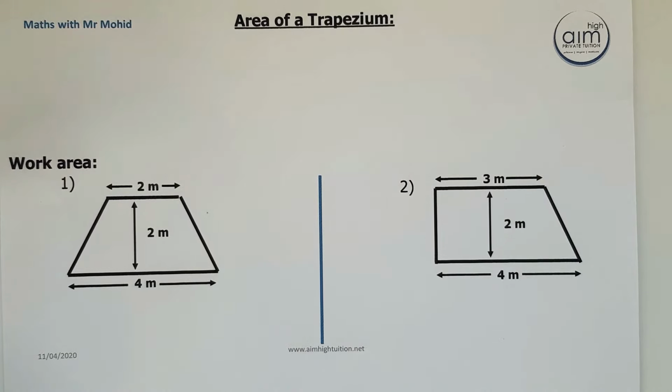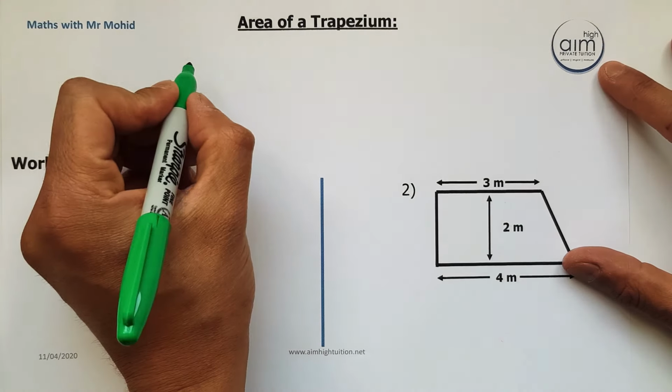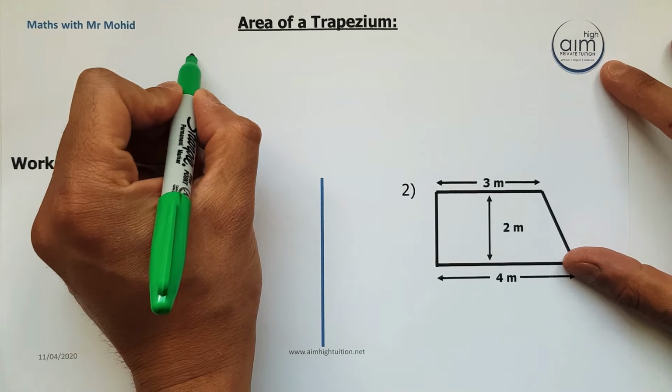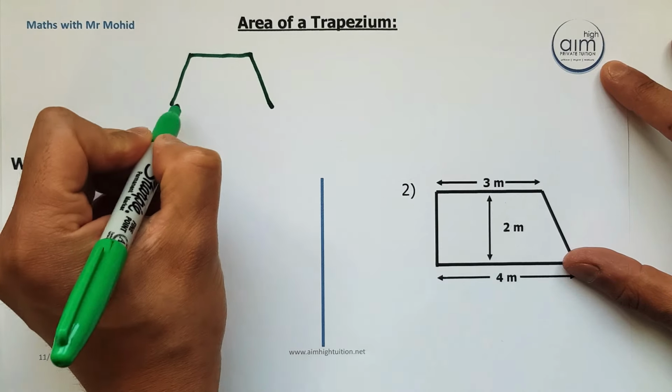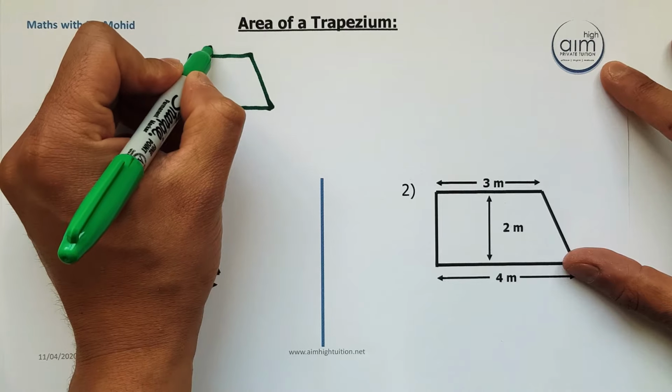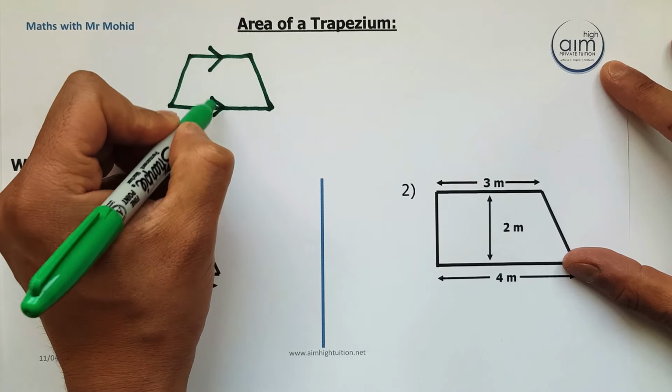Today I'm going to show you how to work out the area of a trapezium. First things first, let's find out what a trapezium looks like. A trapezium is simply a quadrilateral, which is a four-sided shape, that has one set of parallel lines. So a four-sided shape whereby one pair, so two lines, are parallel to one another.